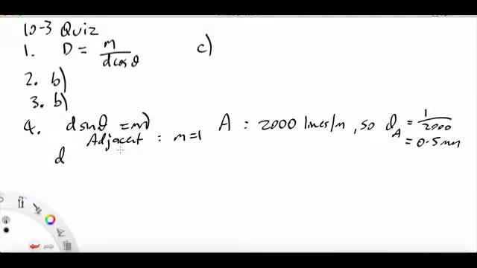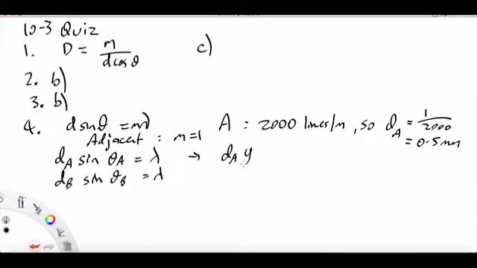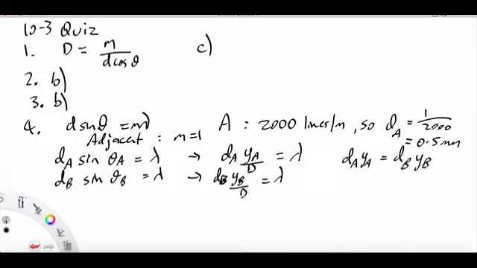So again, we've got ratios, so we don't even have to work out the wavelength because we know that dA sine theta A equals m, which is 1, times lambda, and we know that dB sine theta B also equals lambda. So going from this one, we have dA, we'll put it in terms of spacing on the screen, so YA over D, and then we've got dB YB over D equals lambda. So we're really ending up with dA YA equals dB YB.